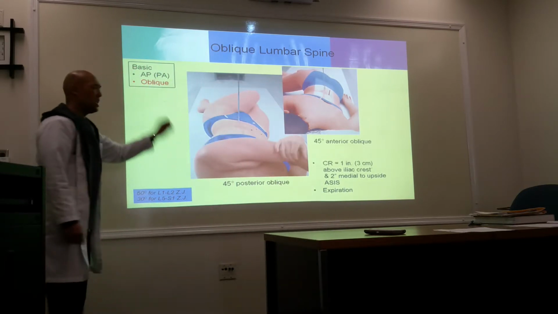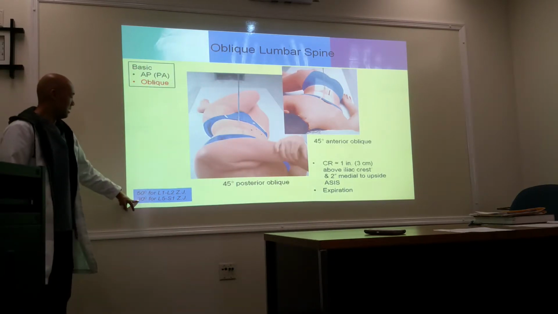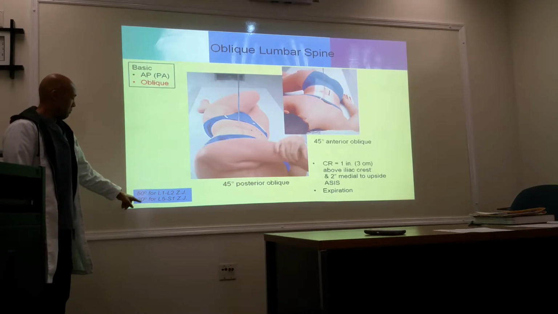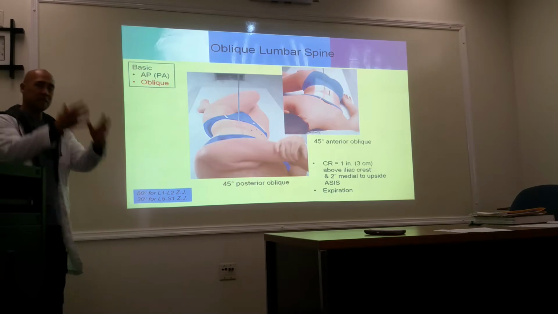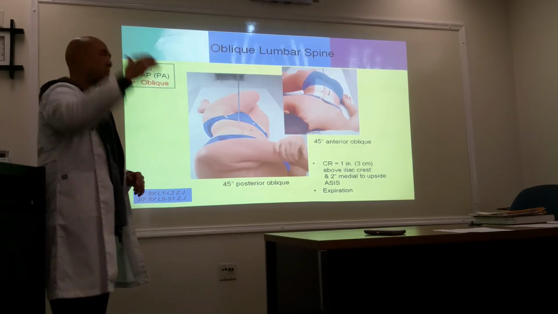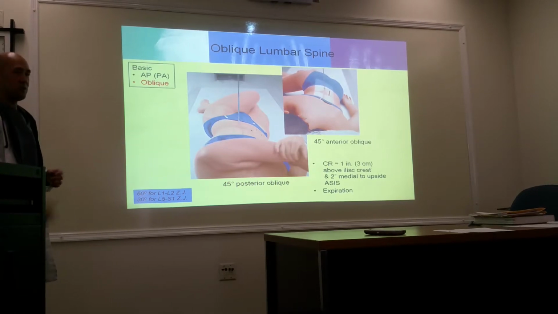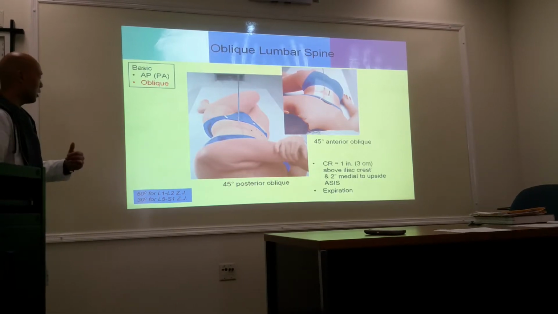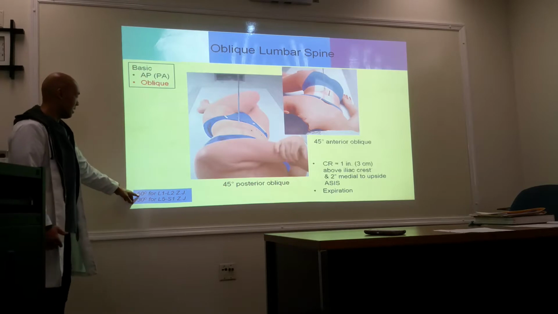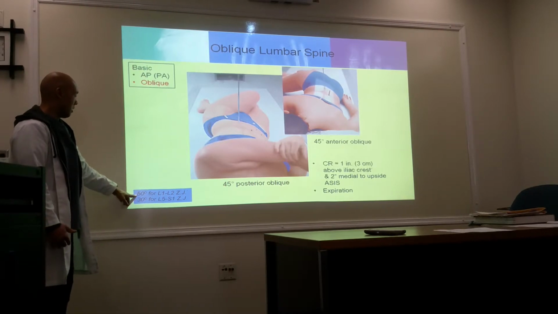All right, also done on expiration, okay? Now, they do 45 degrees. Do you guys have this? No. Okay. I put this here last year. Because again, the way the curvature of the back is, it may not open up all the zygapophyseal joints from top to bottom. So if we want to focus on the upper part of the lumbar spine, it's going to require a greater degree of obliquity.